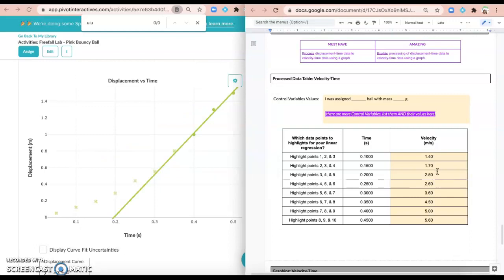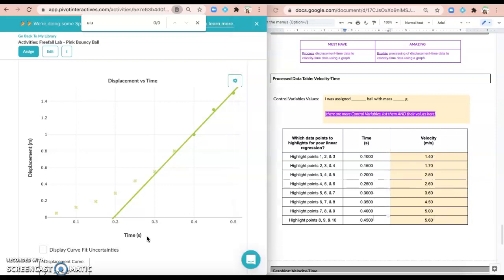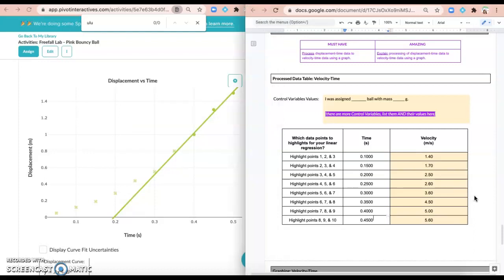Okay, so I've finished collecting all of my velocities. I just want to do a quick sanity check here. It looks like my velocity is increasing as time is increasing. Does this make sense with what we were seeing on our graph and the slope? Does this make sense with your qualitative observations of what it looked like when a ball was falling?